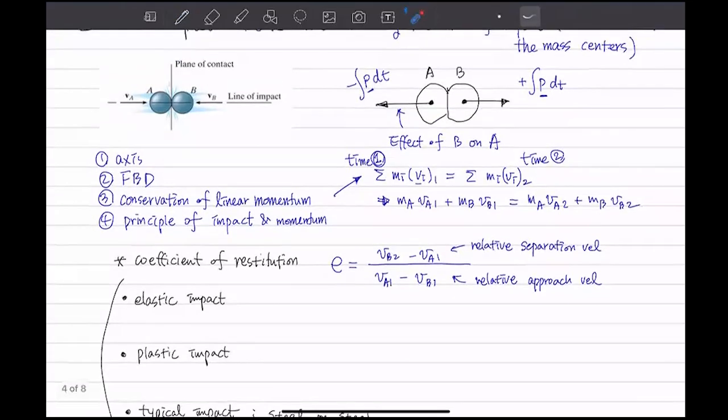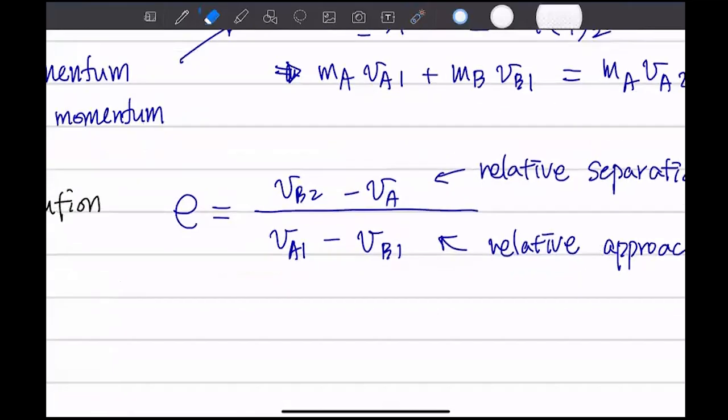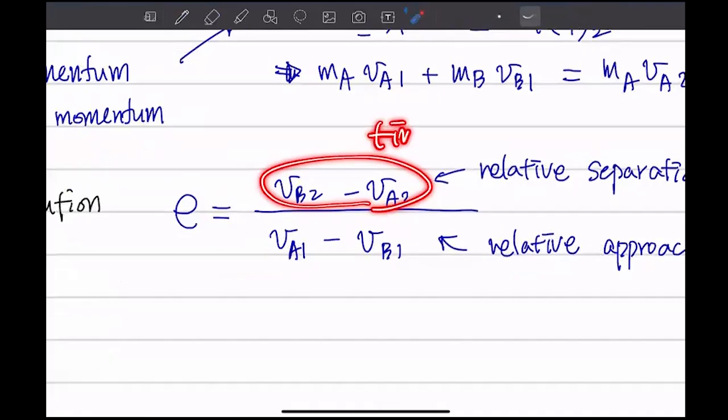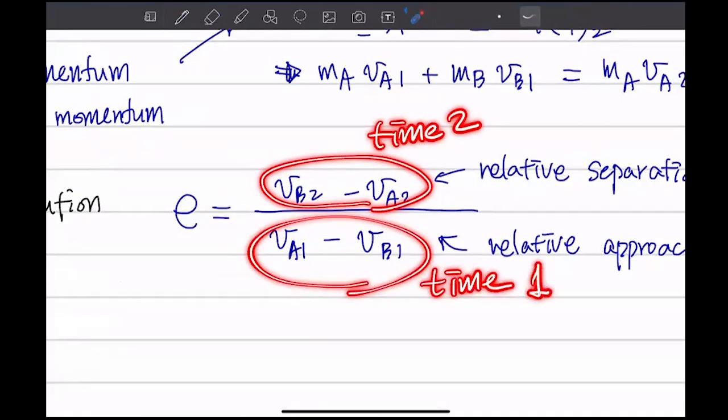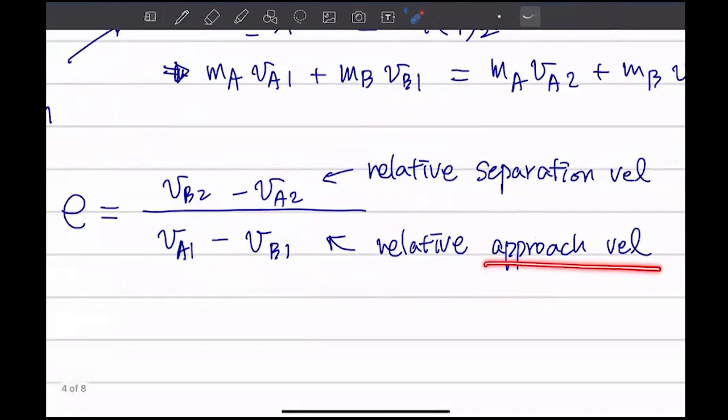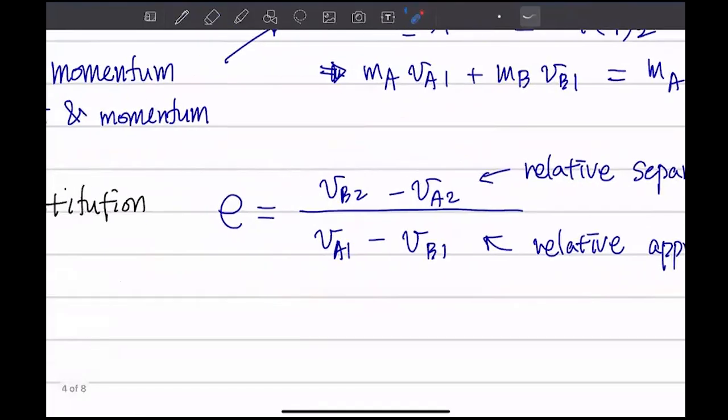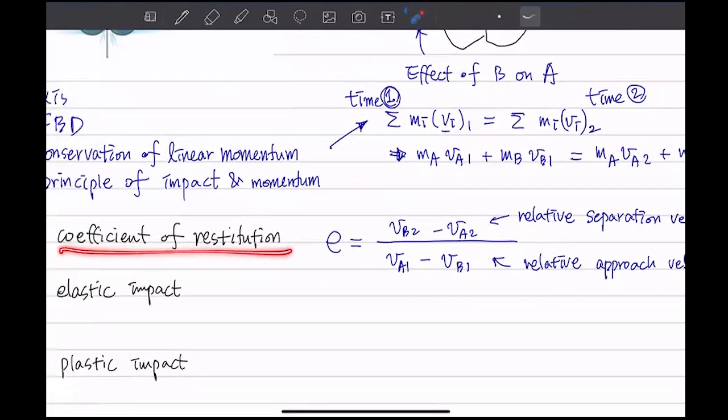Okay, so this coefficient of restitution is, sorry, there's another typo. This is 2, right? So this is for time 2, and this is for time 1, all right? It's the relative velocity when they are approaching each other, and the relative velocity when they are separating from each other, okay? That ratio is the coefficient of restitution.